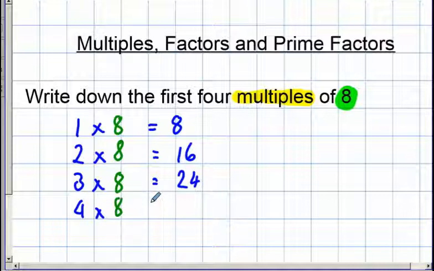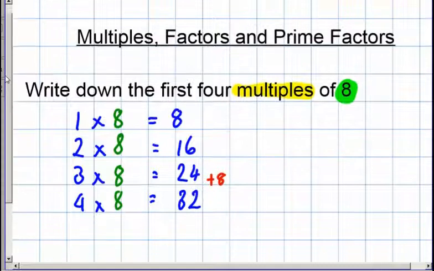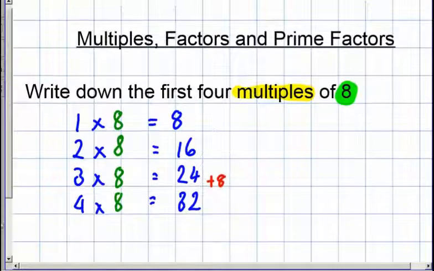Now, if your times table is a bit rusty, you can work out the next multiple by just adding 8 to 24, and you find out it's 32. So that's how you would answer a question about the first 4 multiples. Now, what other type of questions might you encounter?